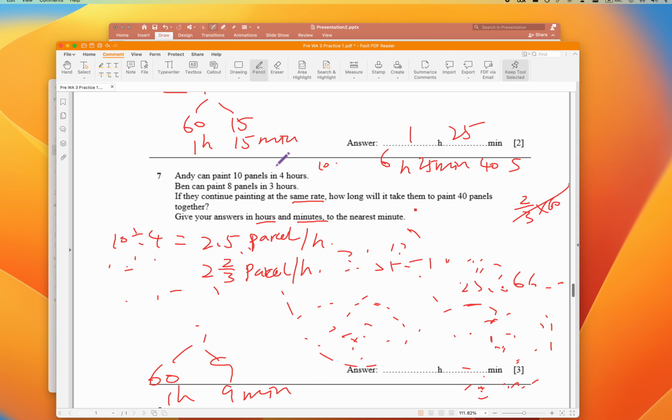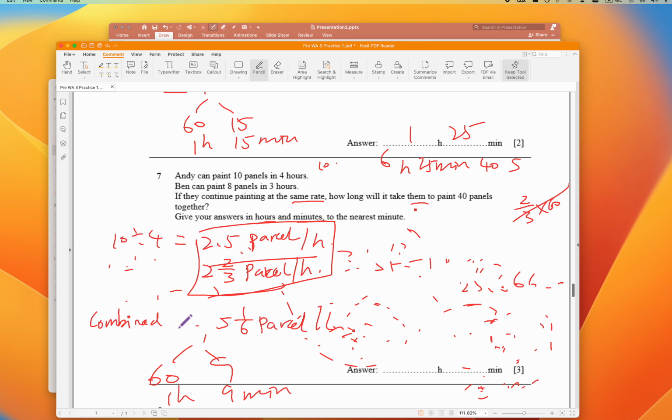per hour. Okay? So once you get these two rates, they say they work together, right? So if they work together, that means these two add. You add up. So that means 1 hour is 5 and 1/3 parcel if they work together. So this is the so-called combined rate, or combined speed. So you take the 40 divided by this, then you get this 7.